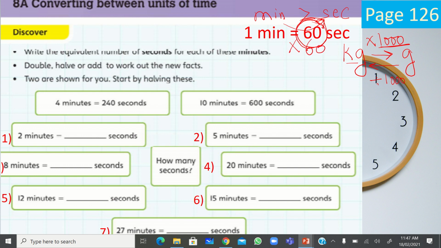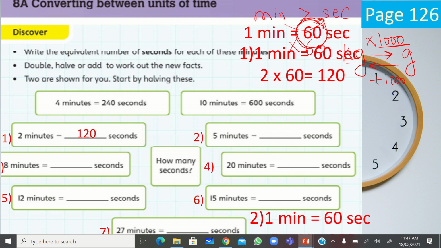All right. So first one is done for you. 4 minutes equals 240 seconds. Why? Because we multiplied 4 with 60. Next is 2 minutes. So you will multiply 2 with 60 and you will get 120. Similarly, when you multiply 5 minutes with 60, you will get 300. So here are all the answers of these questions.